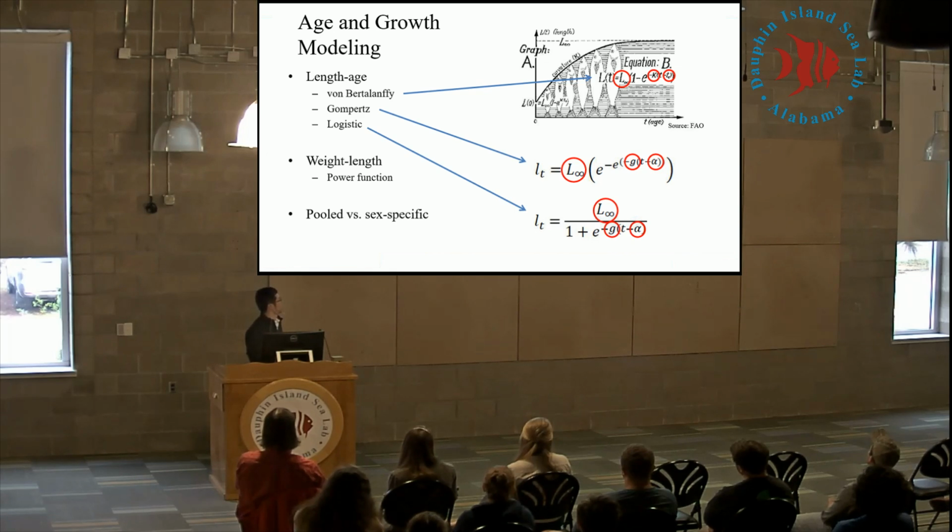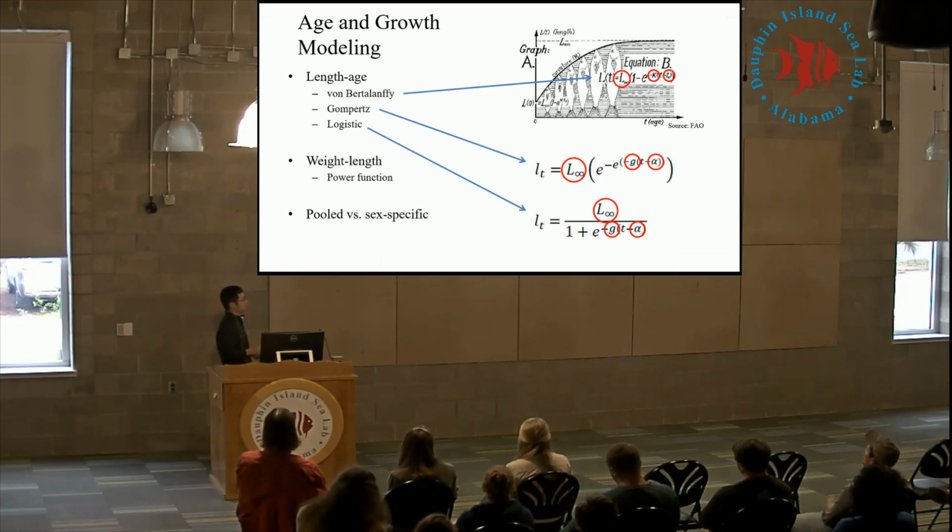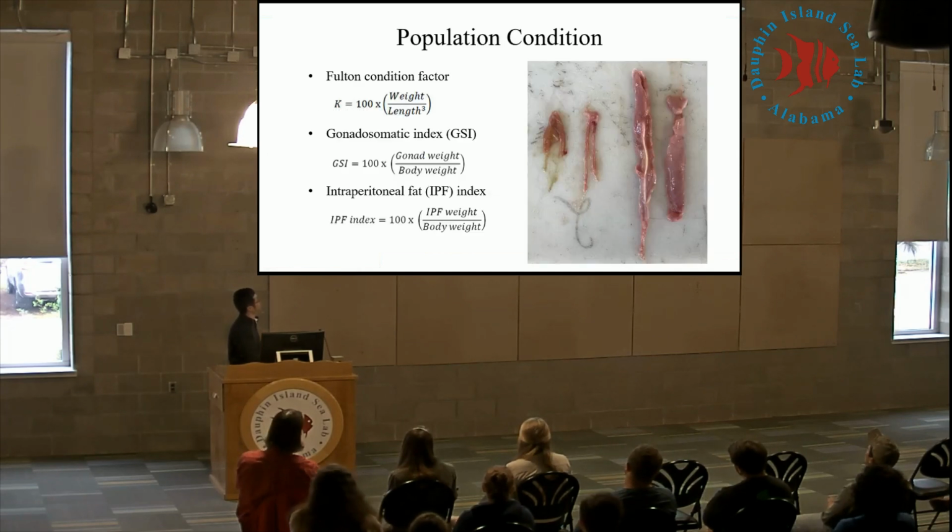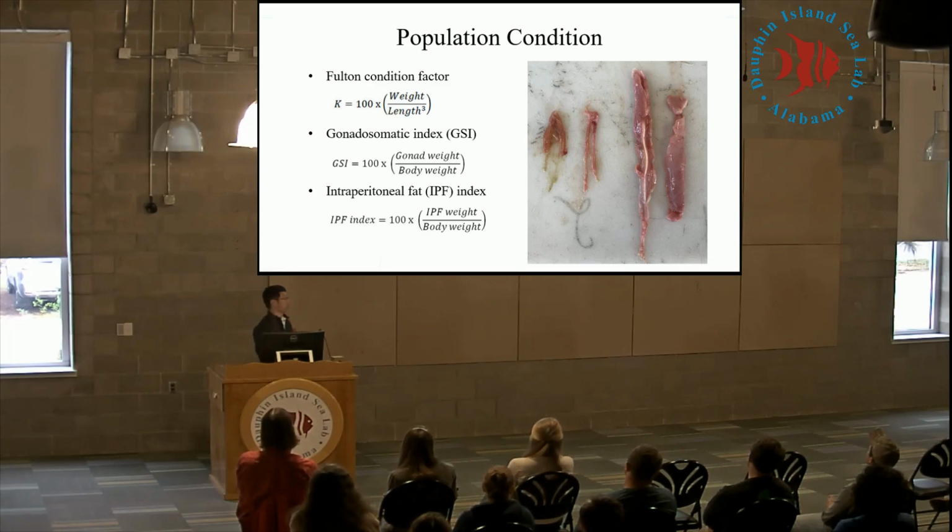So L infinity is the length at which growth approaches 0. If you look at this curve up top, that would be where it starts to asymptote off. K for the von Bert is just a growth coefficient, and then t sub naught is the age at which length is equal to 0. And then for the Gompertz and Logistic, I have g being equal to growth coefficients, and the alpha is just that inflection point within the curve.